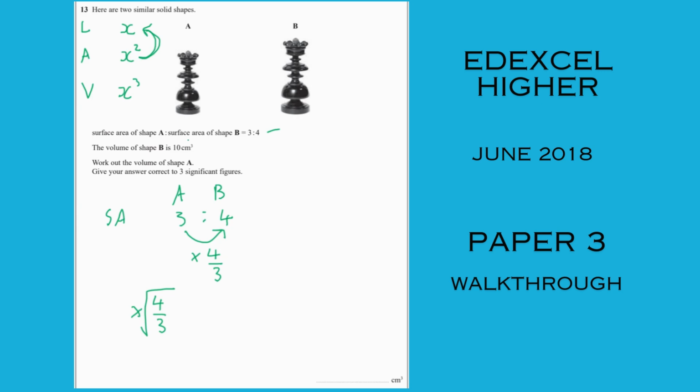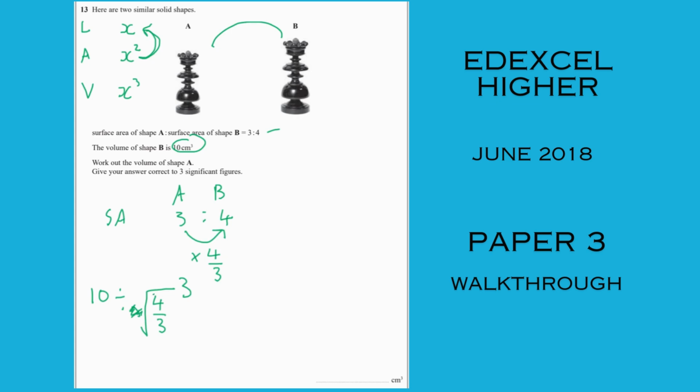But we want to work with volume. So our linear scale factor needs to be cubed. And then it throws in the spanner, the volume of B. So we actually need to work backwards from B to A. So although a scale factor is a multiplier, we're working backwards. We need to divide the 10 by this horrible number. Hope that's explained it clearly enough. So 10 divided by the root of 4/3 cubed.